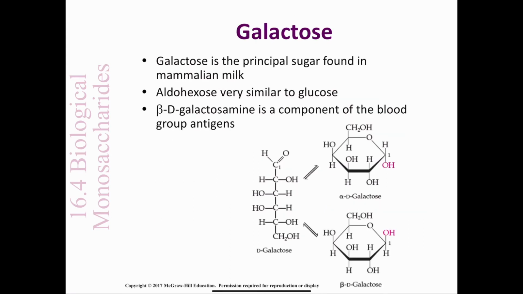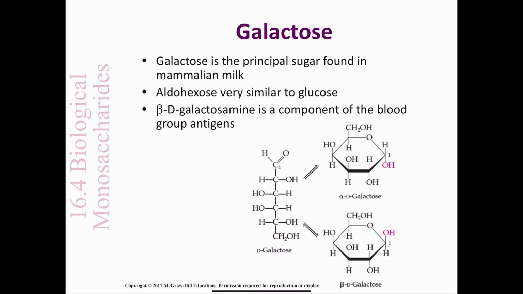Another important aldohexose is galactose. It is a diastereomer of glucose. The linear structure of D-galactose and the Haworth projections of alpha D-galactose and beta D-galactose are shown on this slide. Galactose is found in biological systems as a component of the disaccharide lactose, or milk sugar. This is the principal sugar found in the milk of most mammals.